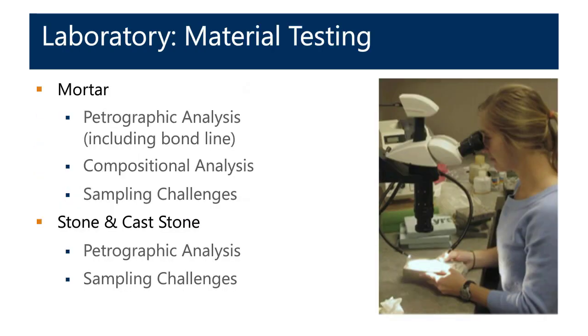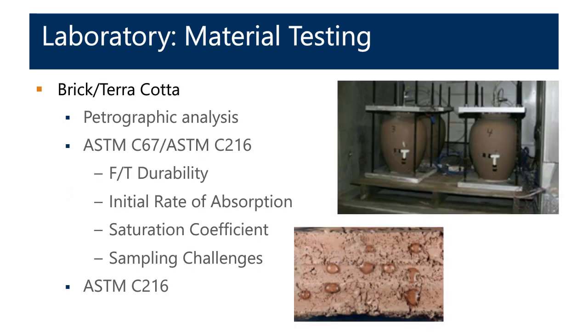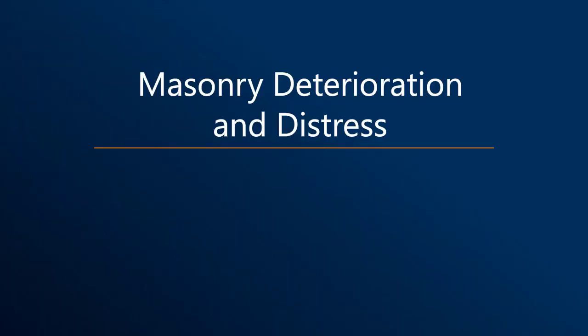If need be, sometimes materials need to be removed and taken to the laboratory because it's more of a material issue that's causing the distress or the failure rather than a construction or a structural issue. And this slide just lists a couple types of testing that can be done in a laboratory for these types of materials. Won't go through it, but here is listed for mortar, stone, and this slide is for brick and terracotta. So a bunch of material testing that can be done to see what the cause is of the type of distress. Now I will turn over to Rachel, who will get into the masonry deterioration and distress.